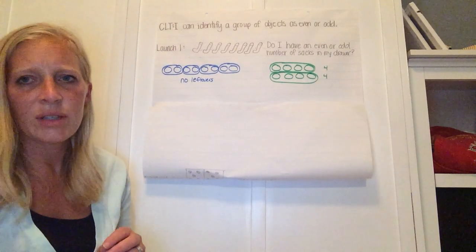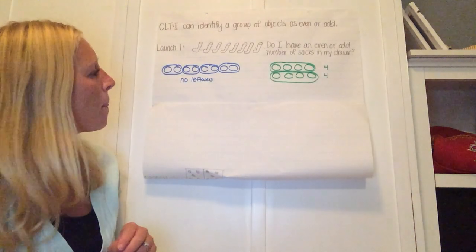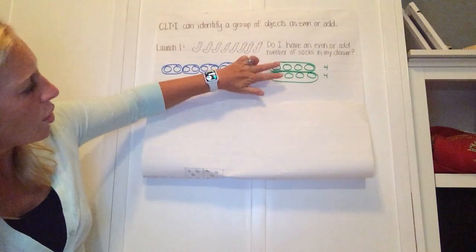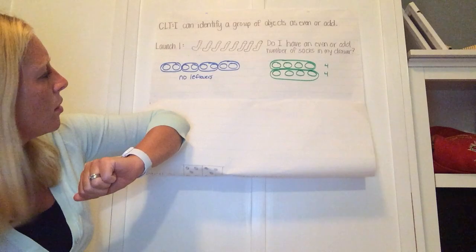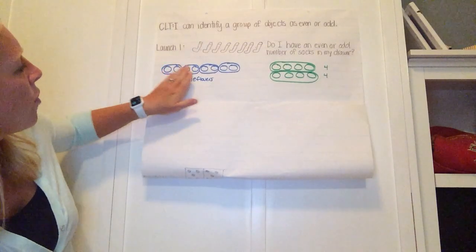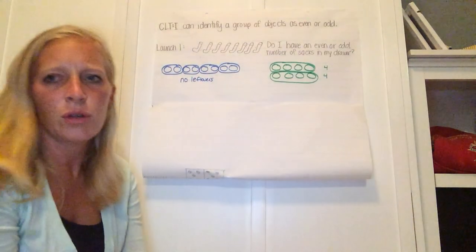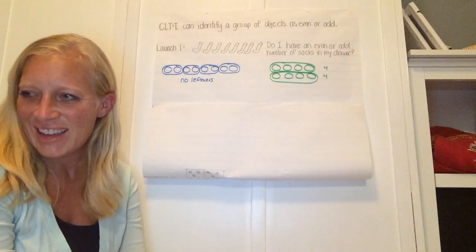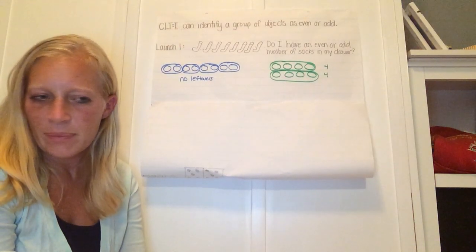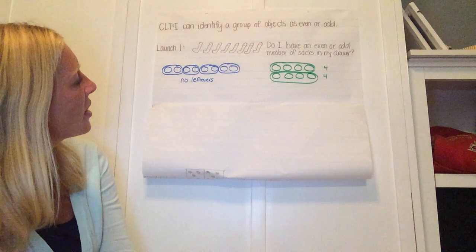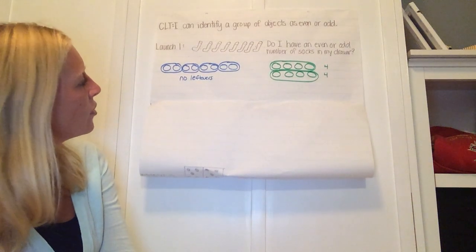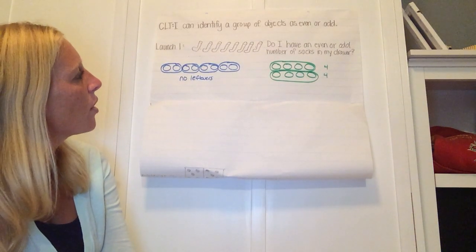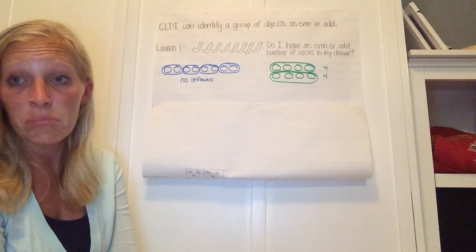Can you share what you just said? These are 2 groups of 4, and these are 4 groups of 2. Interesting. 4 and 2 are going together. 4 groups of 2 and 2 groups of 4. And it makes 8. Okay.